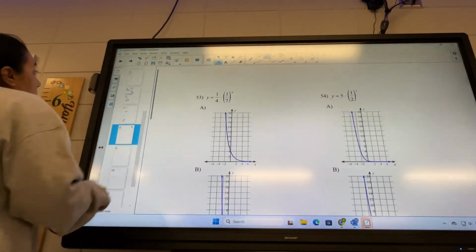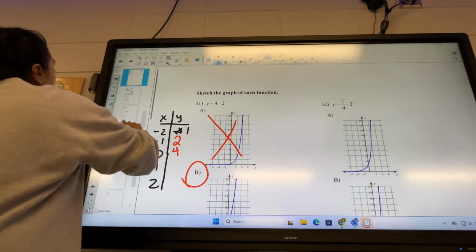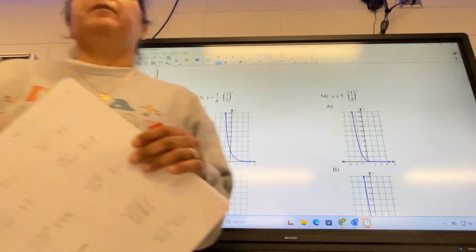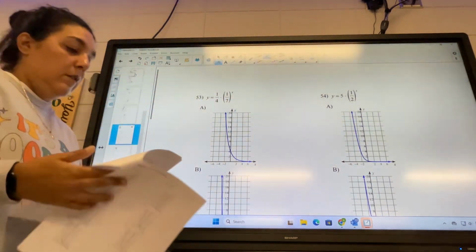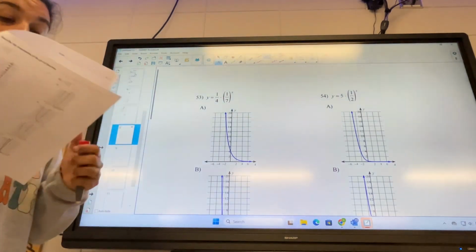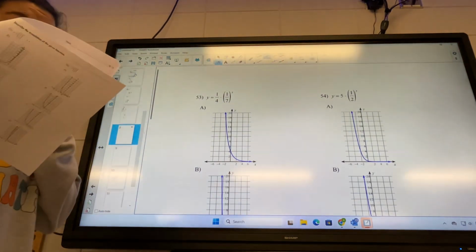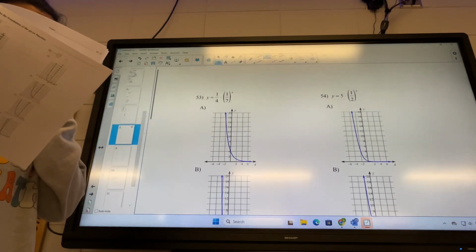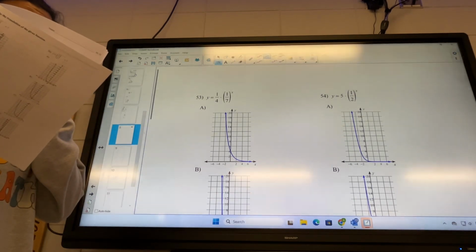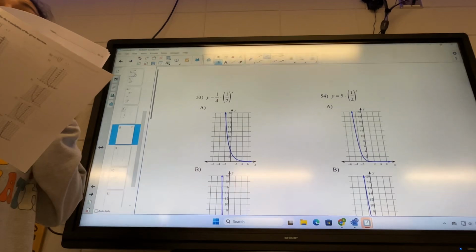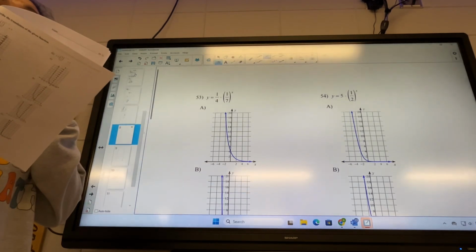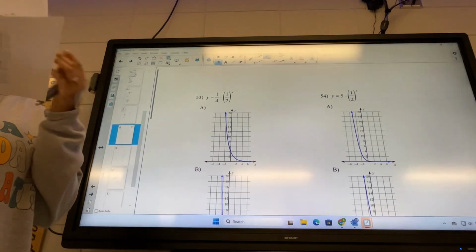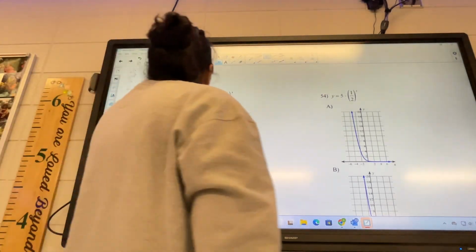Okay, 53, is that growth or decay? Decay, so what can we eliminate? All the growth. Well, all the growth, but which ones? All of them? Wait, what? What can we eliminate on 53? Nothing, right? They're all decay. All the pictures are of decay. Okay, so we're gonna have to do the little chart.